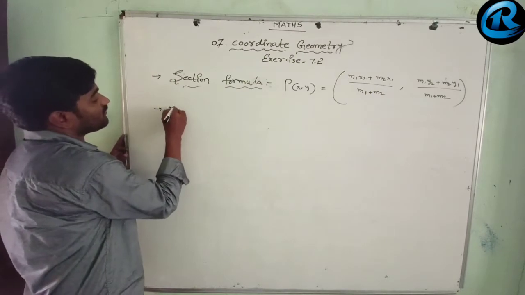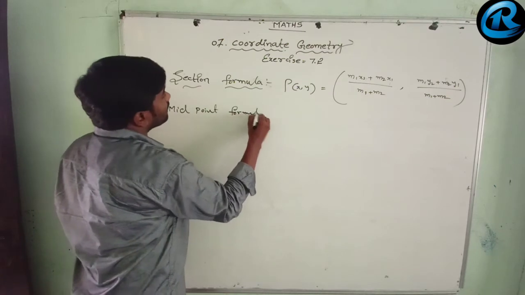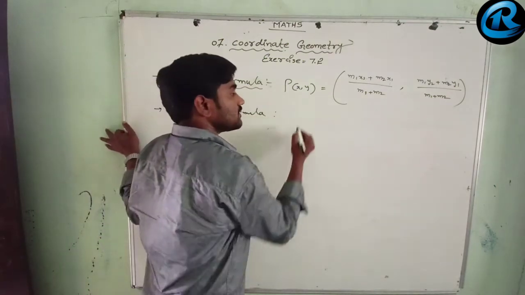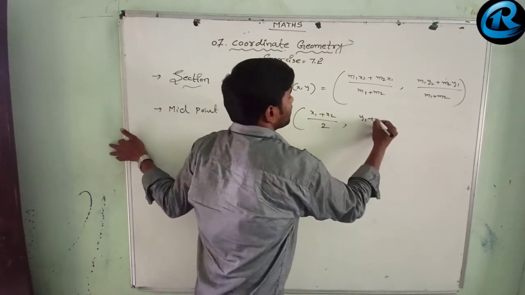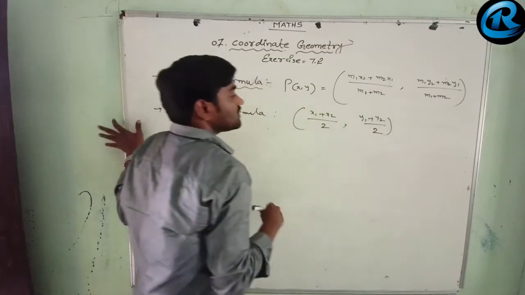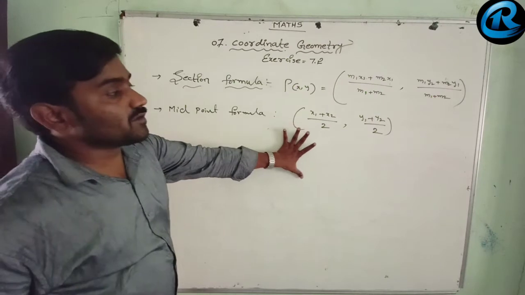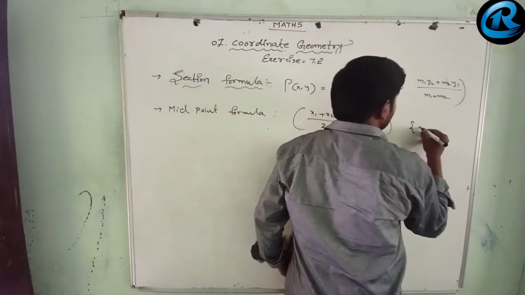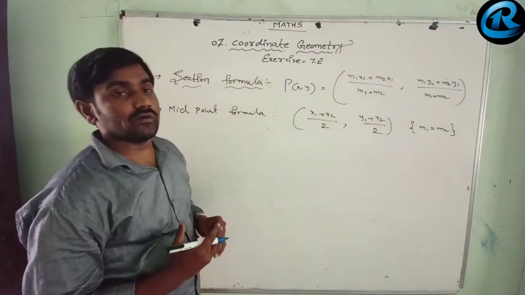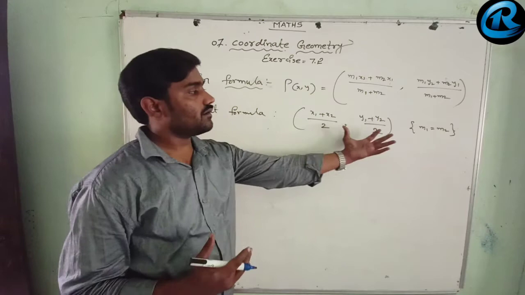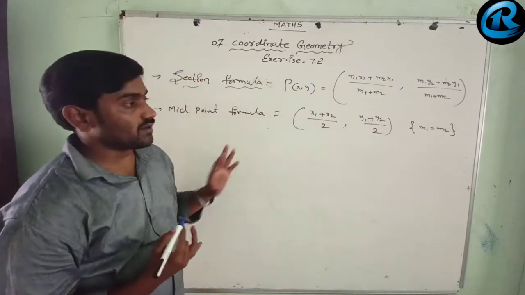So we go for the midpoint formula now. The midpoint formula is (x1 plus x2 by 2, y1 plus y2 by 2). This is the midpoint formula, where m1 equals m2. When the ratio m1 equals m2, we use this midpoint formula. So to find the midpoint, the formula is this.